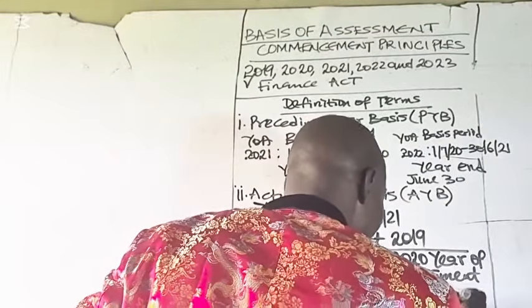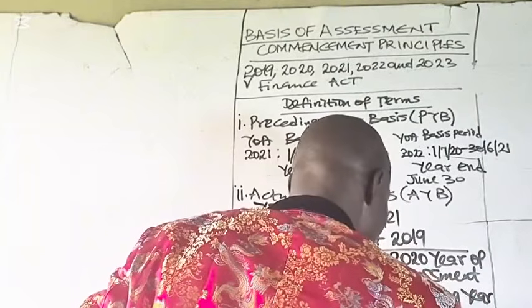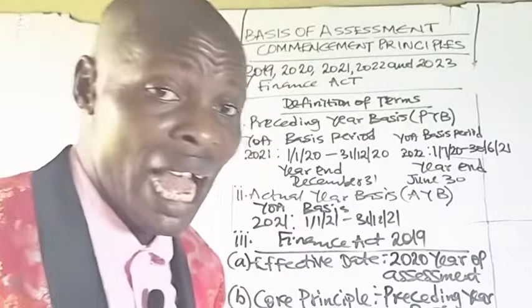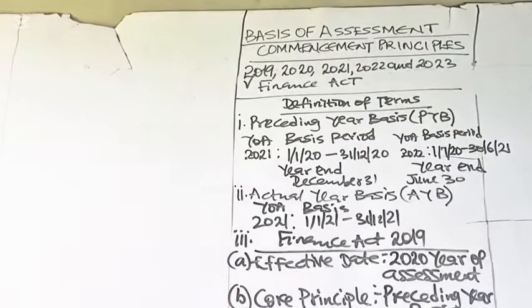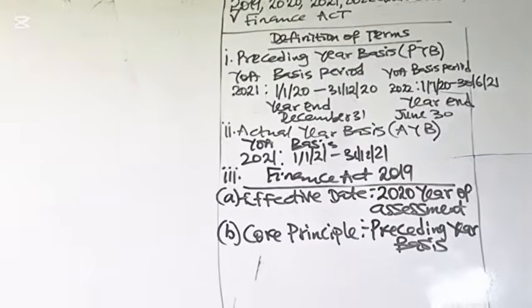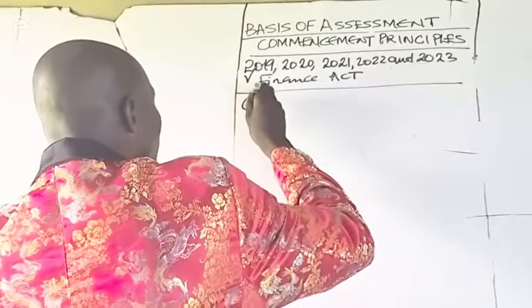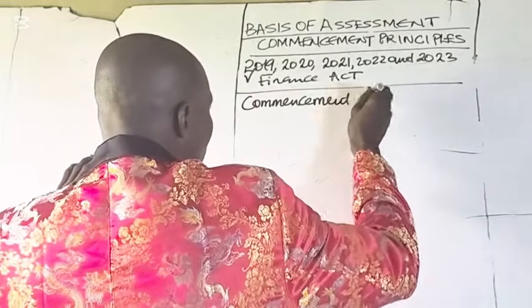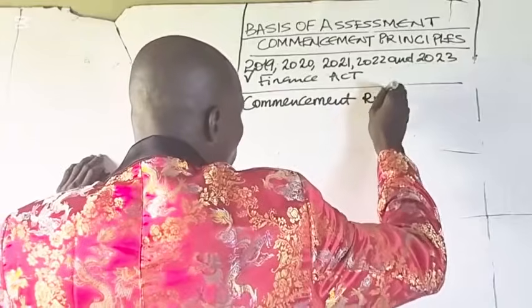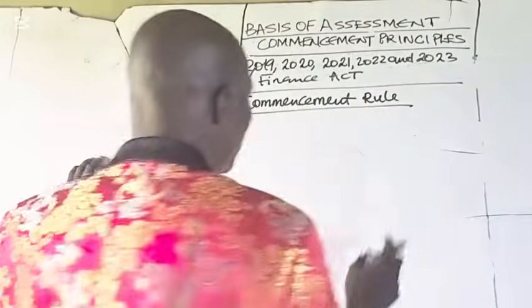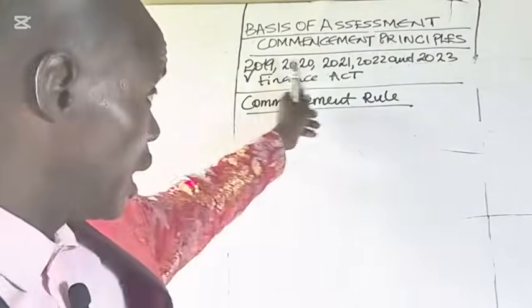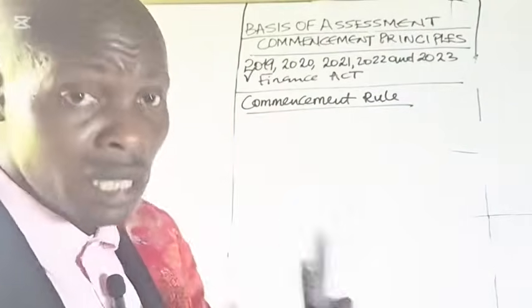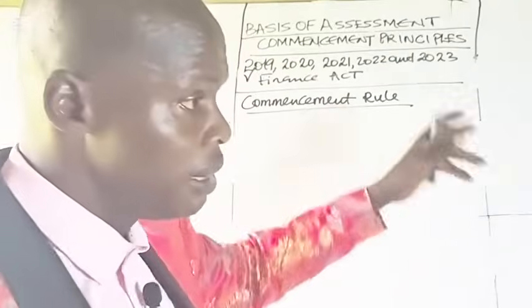Preceding year basis. The new commencement rule, everything you are going to do here must be on PYB, preceding year basis. Commencement rules. So we want to explain the principles, the new rules now. So the new rule is applicable to the new business.